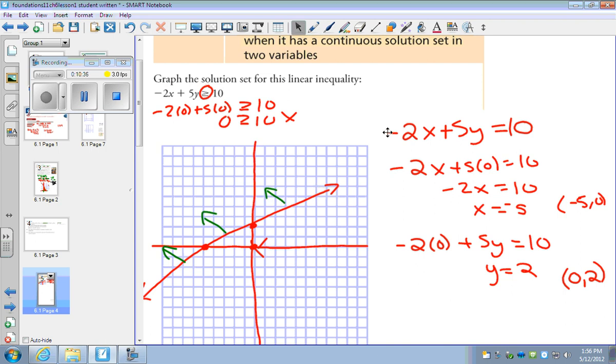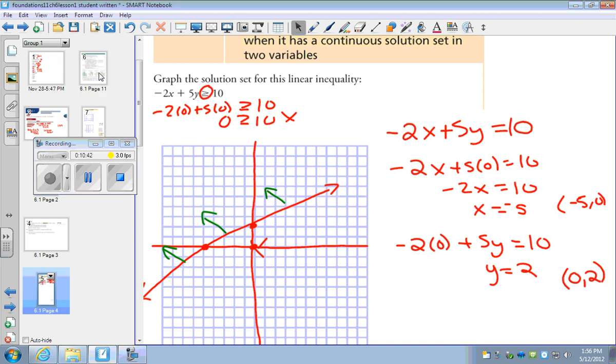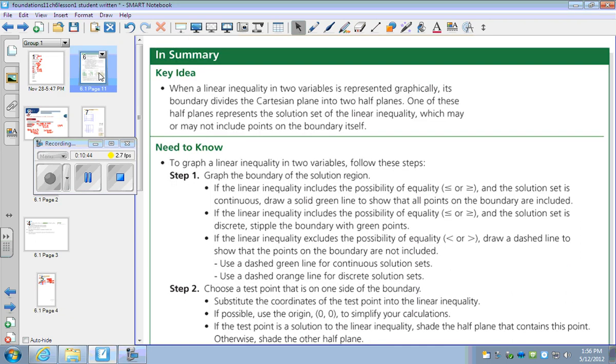Okay, now comes the fun part. There are rules for shading, and this is something that you're going to want to either color photocopy or draw out, because you can bring this into the exam.